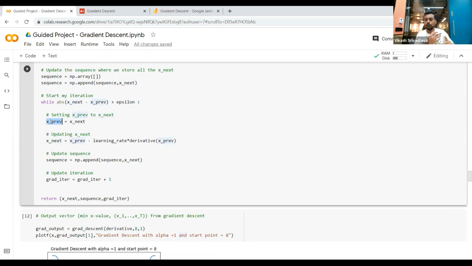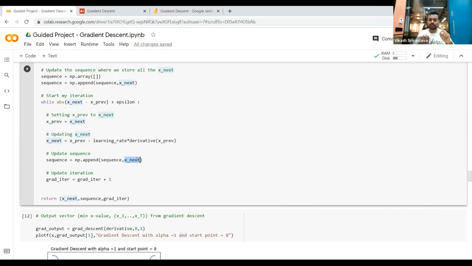Okay, because we want to have the last thing, which will essentially come from the x next of the last iteration. Now of course we'll keep updating. So x next will be equal to x prev minus learning rate times the derivative evaluated at x prev. And in the sequence, we are going to append the x next, because we want to have this array of values of x next.